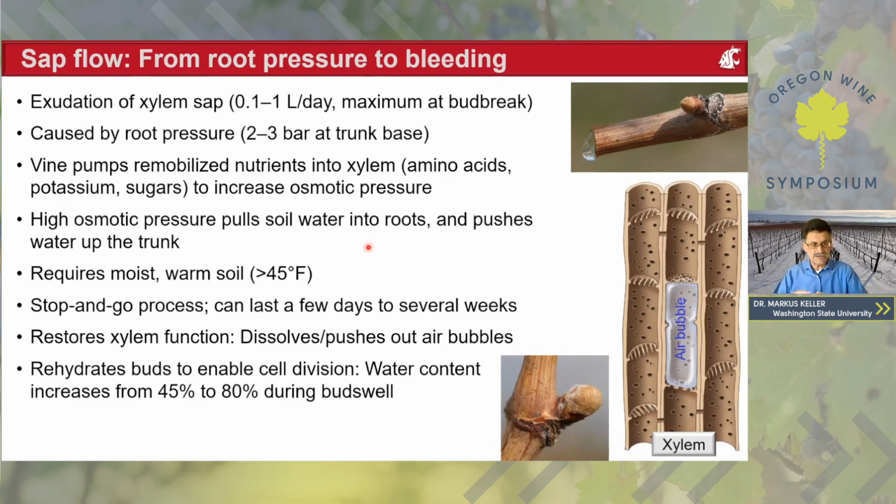When the water freezes in the winter, it pushes out the air, and that air does not go back into solution when the water thaws again. So it has to be pushed out. And many of you have probably noticed in bleeding sap, you can often see foam or air bubbles coming out of the plant, of the xylem. And that is the main function of the bleeding sap or root pressure, to restore the function of the xylem.